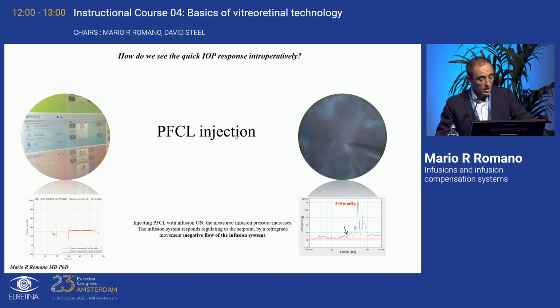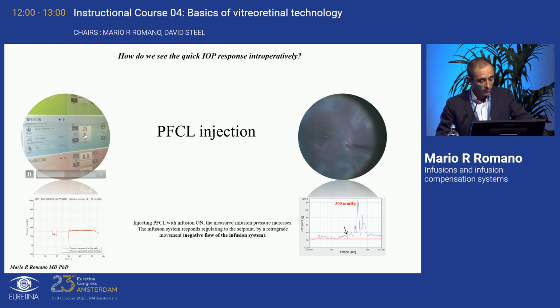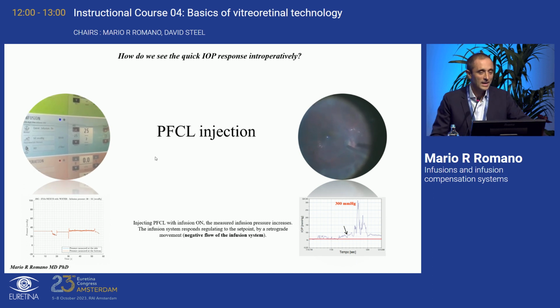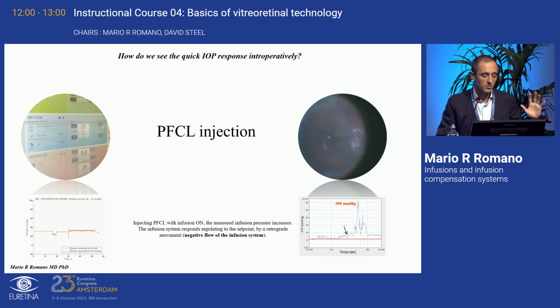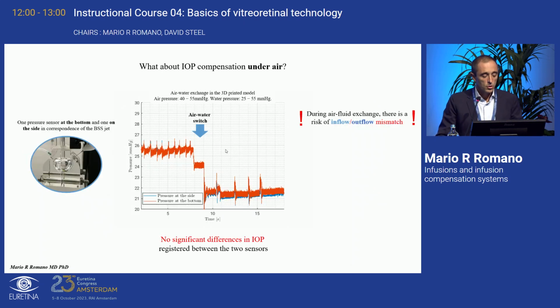You can see when you inject perfluorocarbon liquid, we now have a compensation of the pressure, including a negative flow of the infusion system. That means we can compensate the infusion, and if you remember, we can reach 215 millimeters of mercury without compensation. And last slide, because we also measured the pressure during fluid exchange, when we can have a mismatch between inflow and outflow, and with this compensation, we had no significant difference in changes in IOP. Thank you.